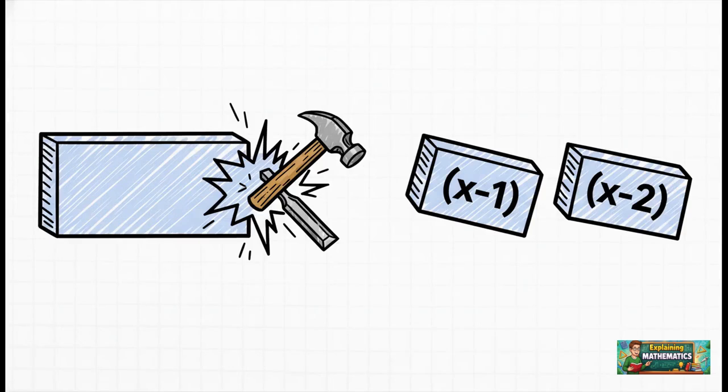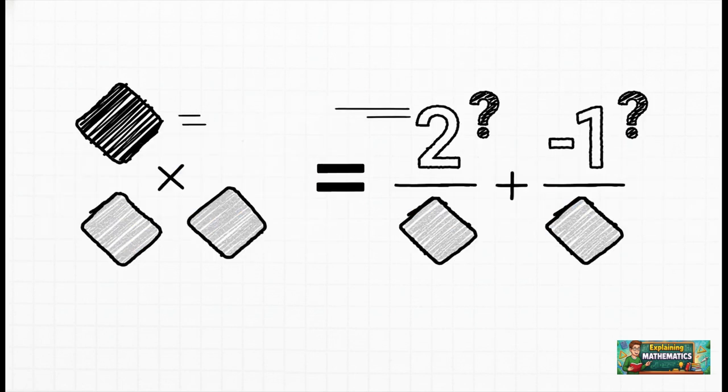So we're looking for two numbers that multiply to positive 2 and add up to negative 3. And yep, that's going to be negative 1 and negative 2. So our denominator breaks down neatly into x minus 1 times x minus 2. These are the building blocks for our simple fractions. And now for the main event, the decomposition itself.